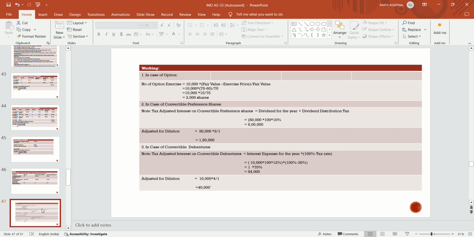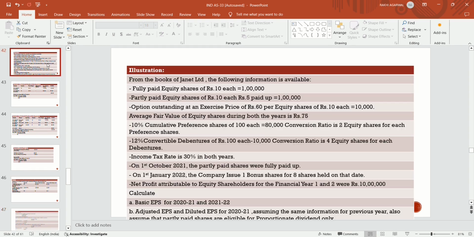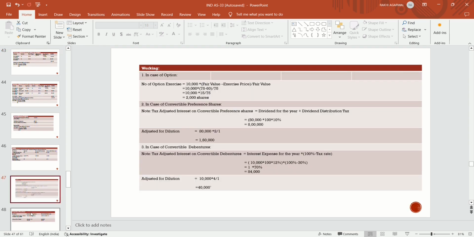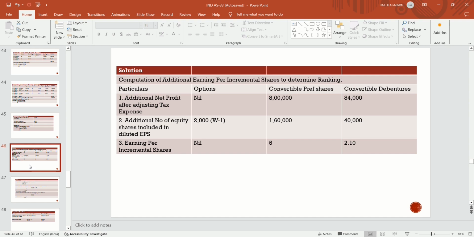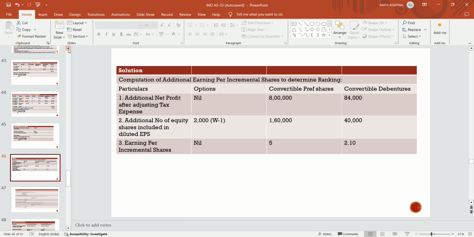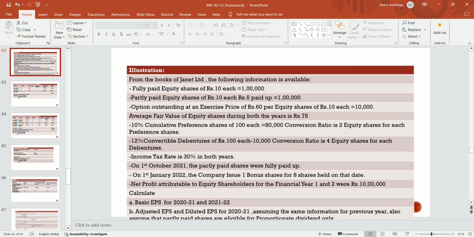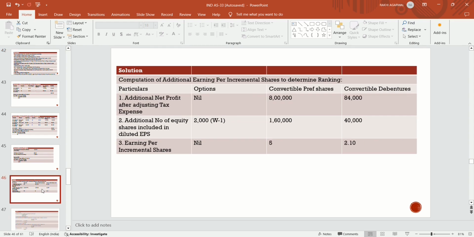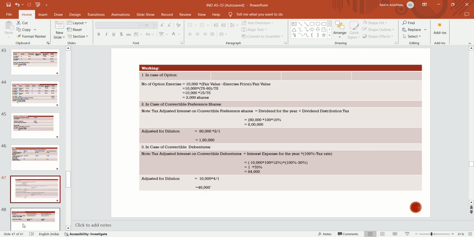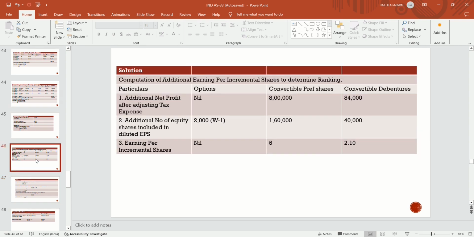In case of options, the number of options exercised is 10,000, the exercise price is 60 and the fair value is 75. So 75 minus 60 divided by 75 gives 2,000 shares. So the additional number of shares included in calculating the diluted EPS is 2,000 in case of options. Now the convertible preference shares: 10% cumulative preference shares of 100 each, 80,000 shares are there. The 80,000 shares are converted in the ratio of 2 equity shares for every 1 preference share, so 1,60,000 shares are converted from preference to equity. The dividend for the year becomes 80,000 into 100 into 10%, where 10% is the rate of dividend, that is 8 lakhs. So 8 lakhs is the incremental earning in case of convertible preference shares.